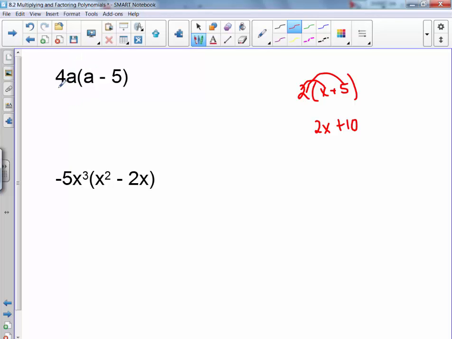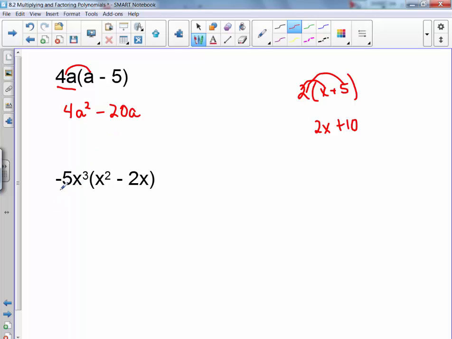So let's try this. We've got 4a times a gives you 4a squared. Remember, when you're multiplying powers, you add the exponents. 4a times negative 5 gives you negative 20a. That's not so bad, is it?